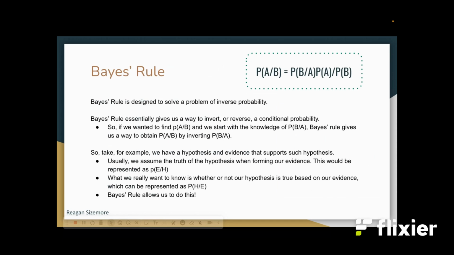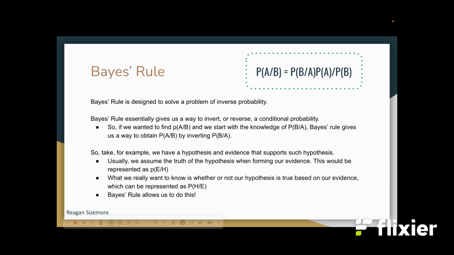So, following from conditional probability, we have Bayes' rule. Bayes' rule is a consequence of the definition of conditional probability, and essentially gives us a way to invert or reverse a conditional probability. So if we wanted to find the probability of A conditional upon B, and we start with the knowledge of the probability of B conditional upon A, Bayes' rule gives us a way to obtain the probability of A conditional upon B by inverting the probability of B conditional upon A. This may sound a little confusing, but it is actually very simple.